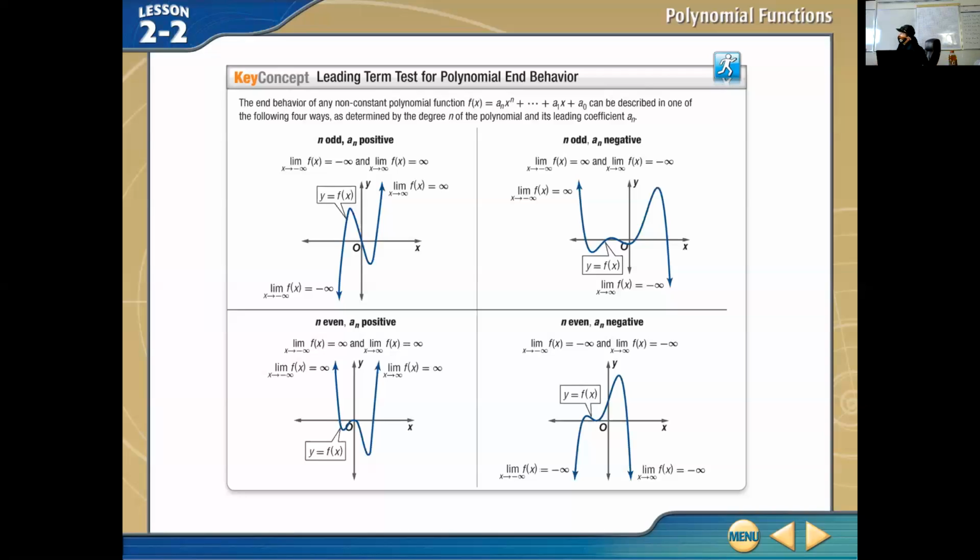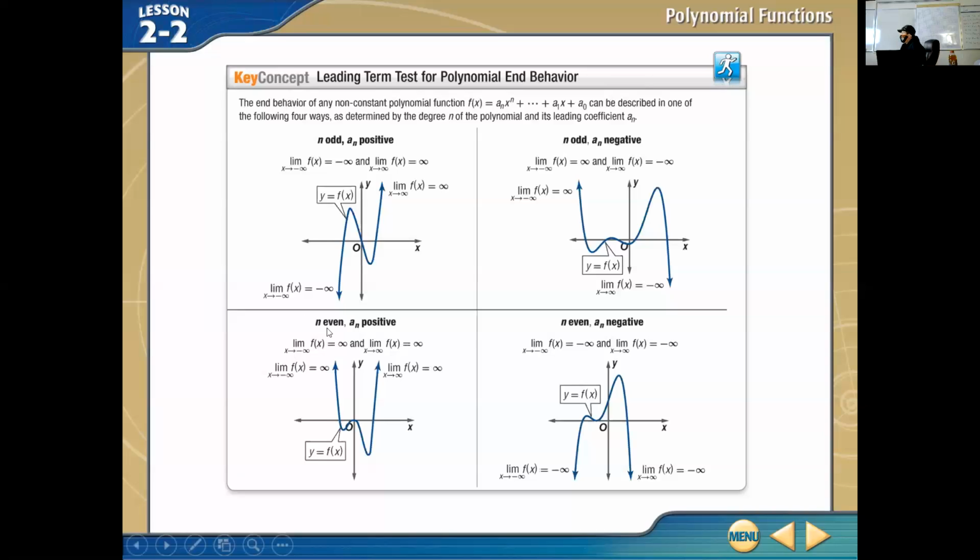So once again, when the exponent is odd, expect your graph to veer off in separate directions. If it's positive, it's going to start low, end high. If it's negative, it's going to start high, end low. Okay.